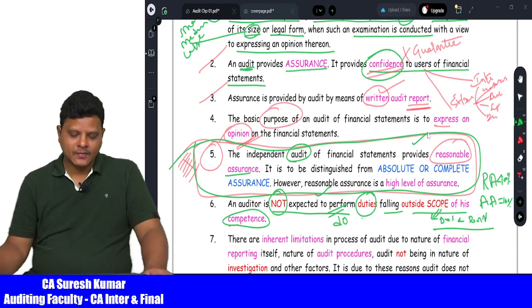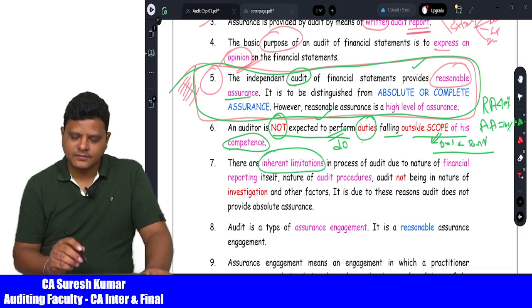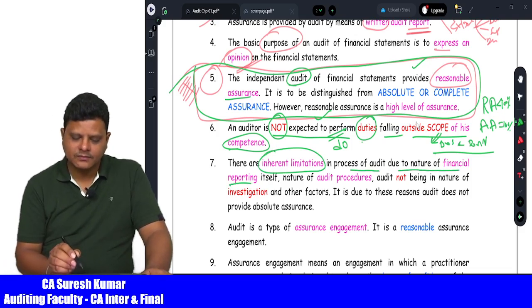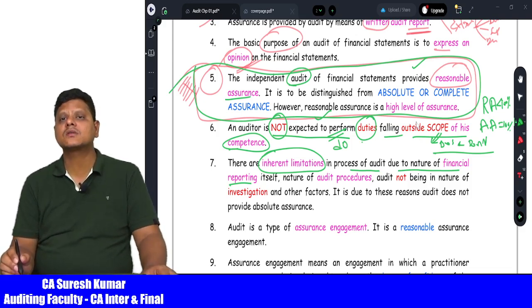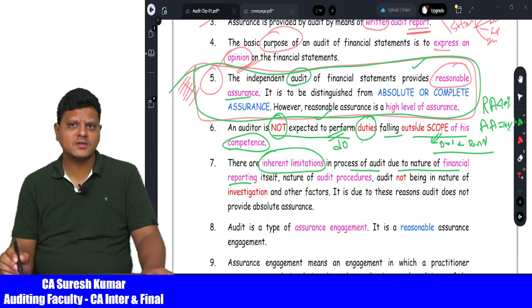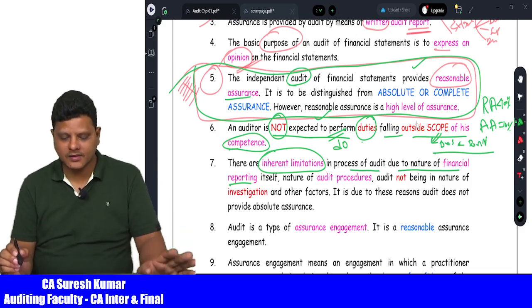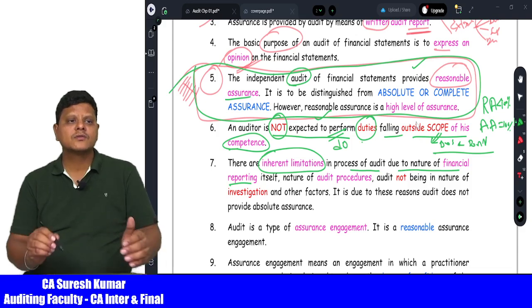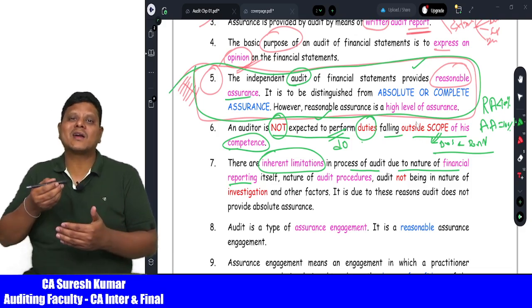So next, there are various inherent limitations as far as audit is concerned in the process of audit, due to the nature of financial reporting. So who is responsible to prepare the financial statements? Management is responsible to prepare the financial statements. TCWG, those charged with governance, is responsible as well. Now there are various inherent limitations. Inherent limitation means what? These are some hurdles to the auditor. He could not complete the audit, so he could not give 100% assurance.